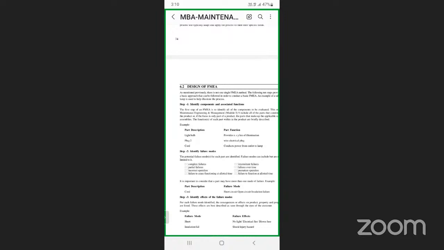So first step, we have decided, we have jotted down what are the different components of the asset and what are its functions. Second step, what we have done was for each component, in how many different ways it can fail, we have jotted down that. Okay. Coming to the third step, identify the effects of the failure mode. So for a particular failure mode, what are the effects? So effects we are noting down on three things.